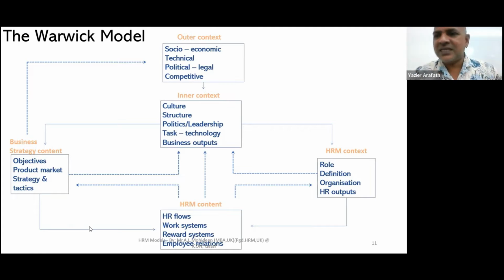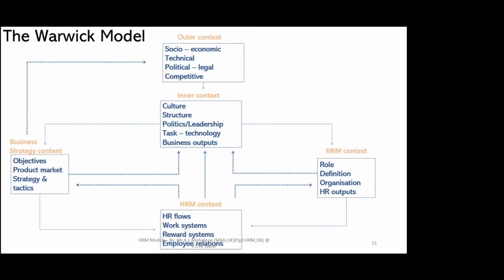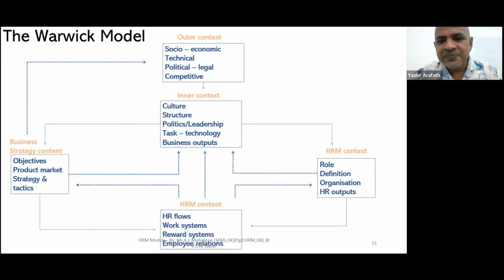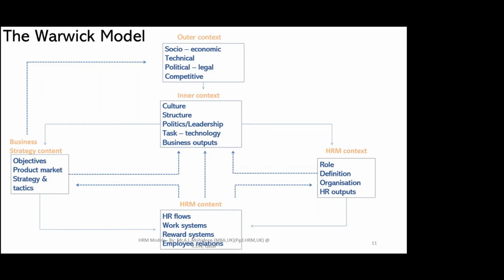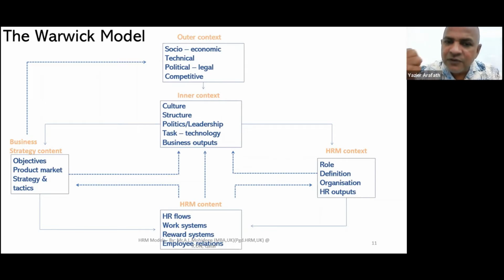I generalized earlier. If you want to go specifically, I can. For example, here HR content is there, but how do we get that HR content? From the strategy. You understand? We know these things already. How can we get the HR content? The way we are going to deal with things internally and externally. We go and see the inner context, and from the inner context we can design the content.